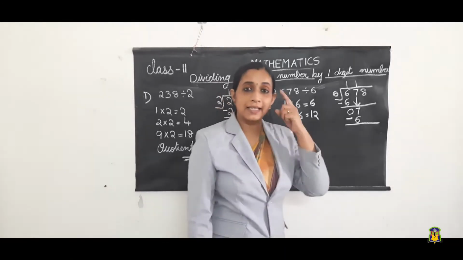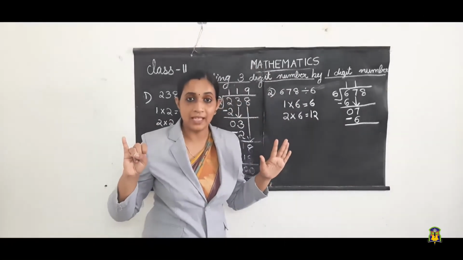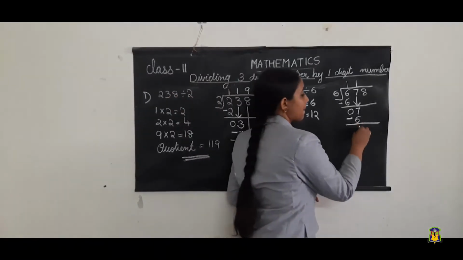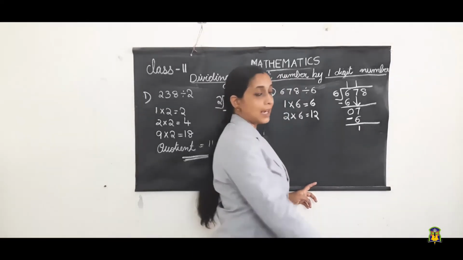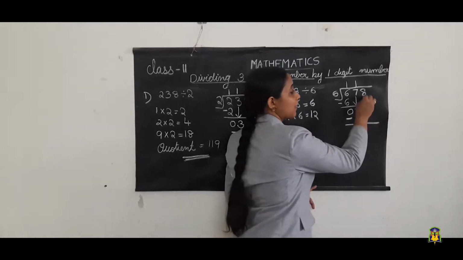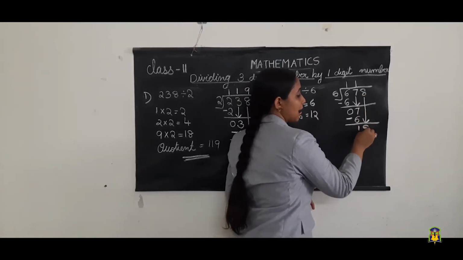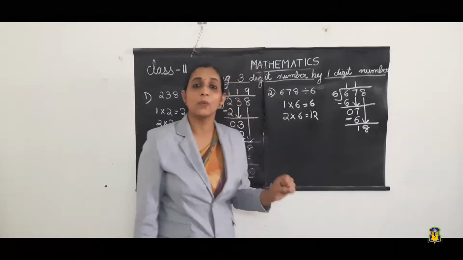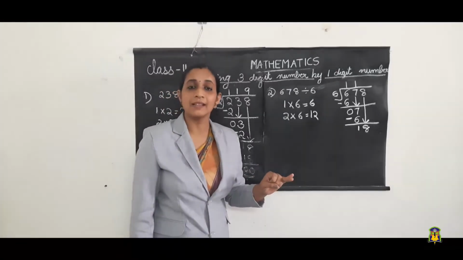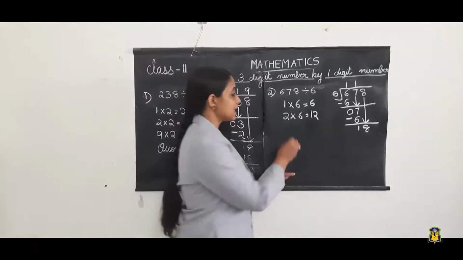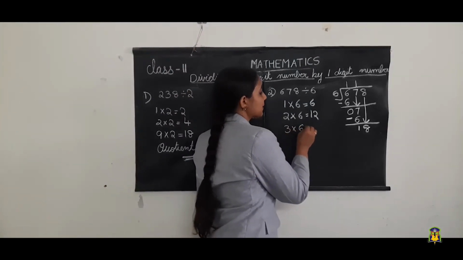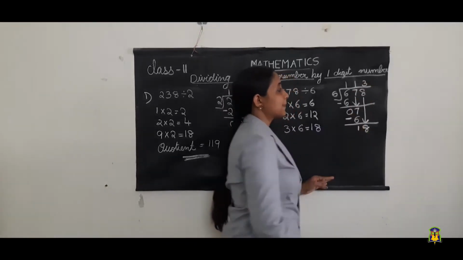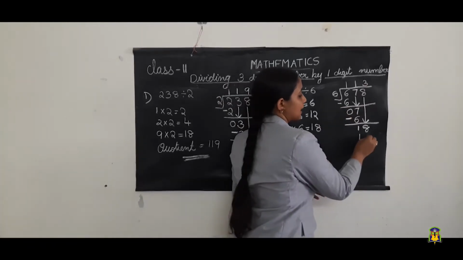7 minus 6 is 1. And what is next? We have one more number, 8. Again we bring down that number, that is 8. Now how many times is 6 in 18? 1 6 is 6, 2 6s are 12, 3 6s are 18. So 3 times 6 is 18. We write that 3 in the ones place. 3 into 6 is 18.